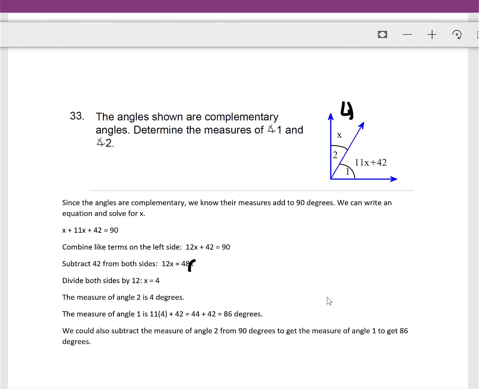And then two ways to find the measure of angle 1. You can go back to the expression for it, which I did here, and I come up with 86. I also know they're complementary, so I could simply subtract 4 from 90 to get the measure of angle 1.